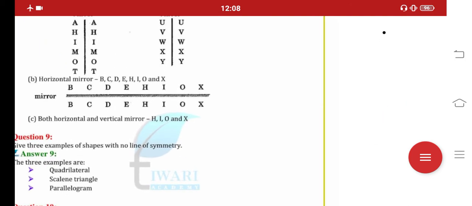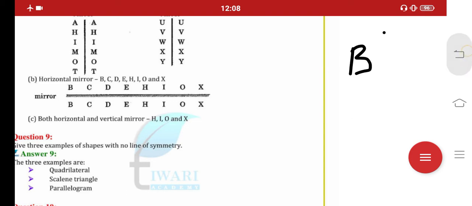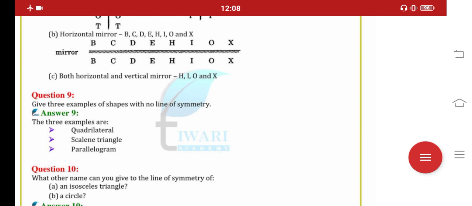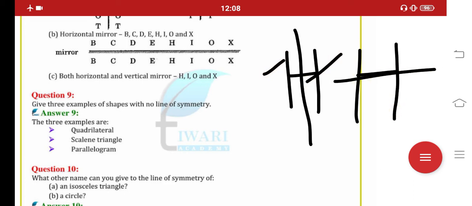Okay, so B, this is given B. If you divide it like this, you will not get the same parts here and here. But if you divide it horizontally like this, the first part is this and the second part is also this after dividing it horizontally. Similar with C, D, E, H, I, O, X. Okay, now how many shapes have both vertical and horizontal mirror axes of symmetry? H, O, I, X. Now H, you can divide it vertically and also horizontally. You will get the same shapes in both cases.